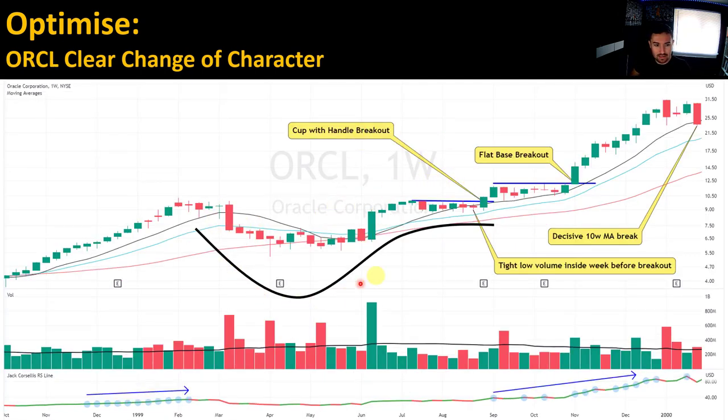So you get a cup and handle forming in here, then you get a flat base breakout coming through in here. See how it just consolidates on its 10-week moving average, tight candlesticks, volume dries up, you get 52-week highs whilst it's building this flat base. The stock is trying to tell you it's extremely strong.